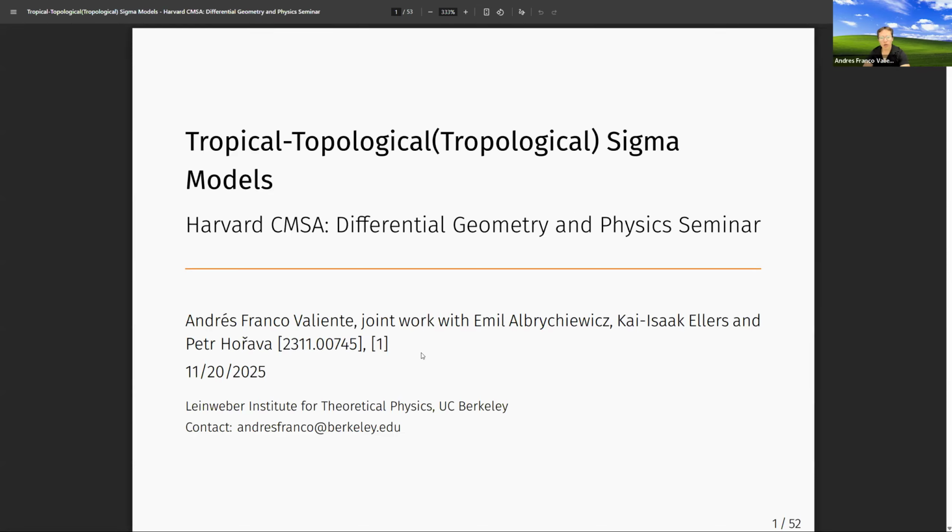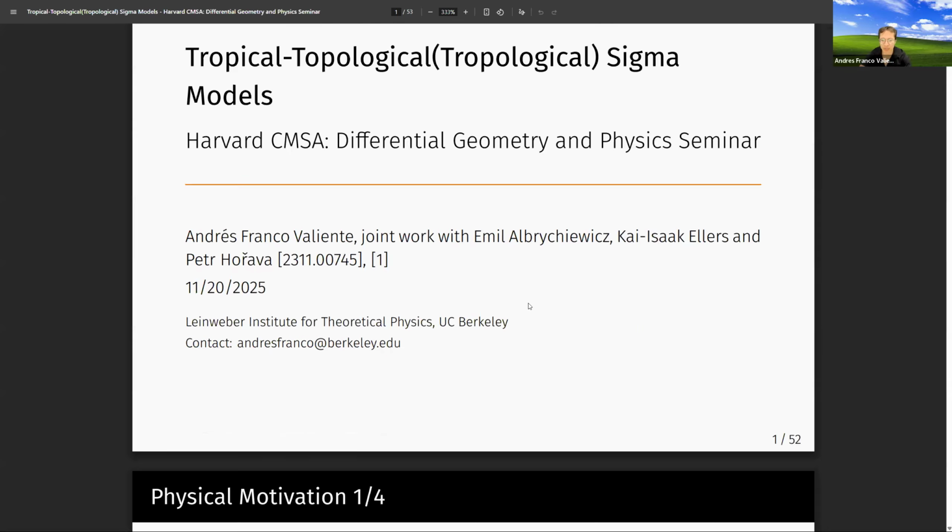This is work that we've done with Emil Albrychiewicz, Kai Isaac Essler, and Peter Hořava, I think a few years ago. There have been a few follow-ups since then, and a lot of unreleased work, but I'm going to try to give an overview of what these sigma models are. My general feeling is that some of the audience is going to be more mathematical and may not know too much quantum field theory, so I will give a rough schematic introduction to what I mean by quantum field theory, at least in this context. Then we're going to review the standard things and see what the new results are. So let's get started.